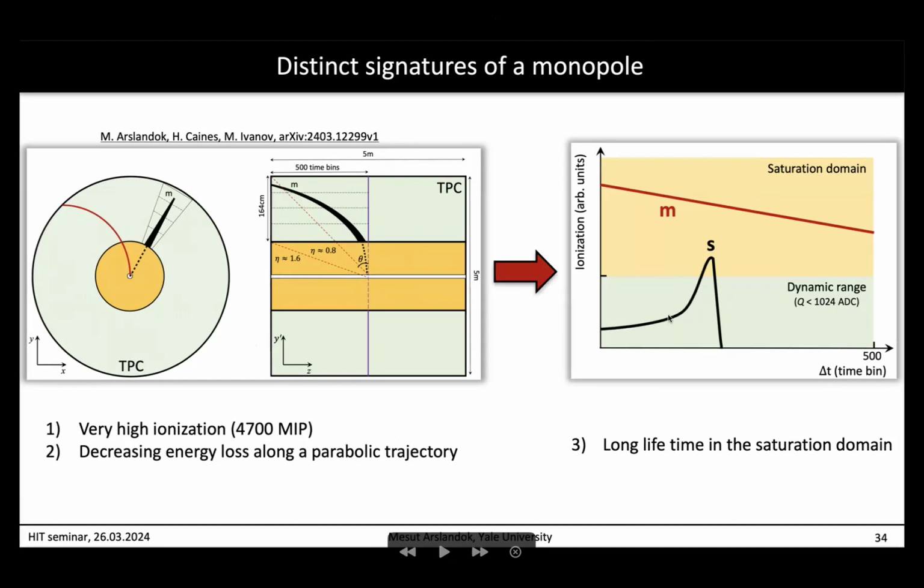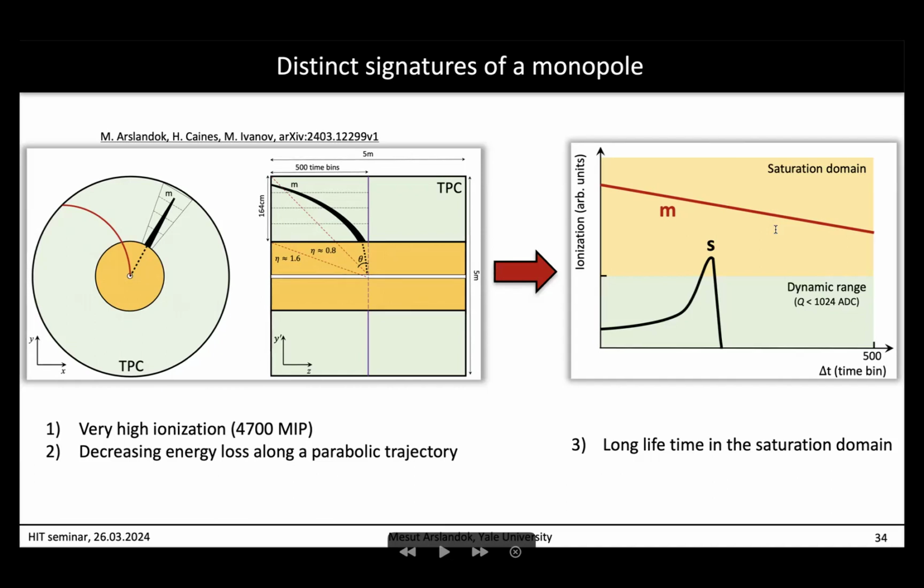And when they slow down, they give you a Bragg peak, and this peak will be very short. Which means that if I see a track which is very long-living in the saturation domain, I can really track it and claim that this is a monopole. Other technologies cannot do that because a monopole loses energy so fast in the material. In maybe 2-3 hits, it can stop, and I cannot retrack it. But if it reaches the TPC, gas is almost zero material, so it will be like a free fly.